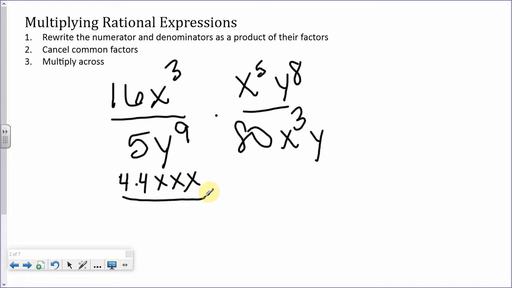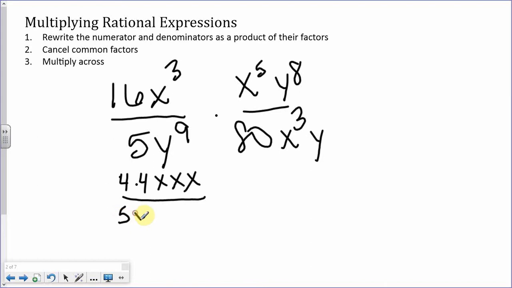And I'm going to do the same thing in the denominator. 5 doesn't really have any other factors because 5 is a prime number, so I'm just going to leave this as 5. And then y to the 9th is y times itself 9 times. This is pretty tedious to do it this way, but I'm going to start off by doing it this way until we can get the hang of it. And then maybe as you get better, you'll be able to skip this step.